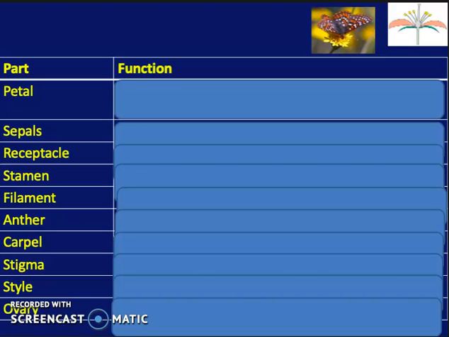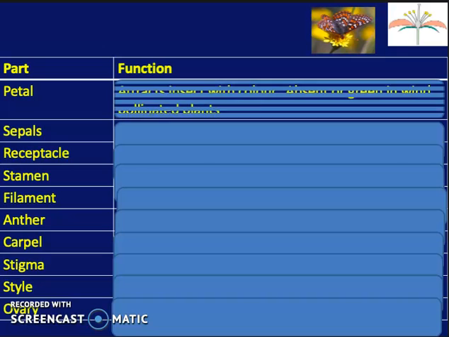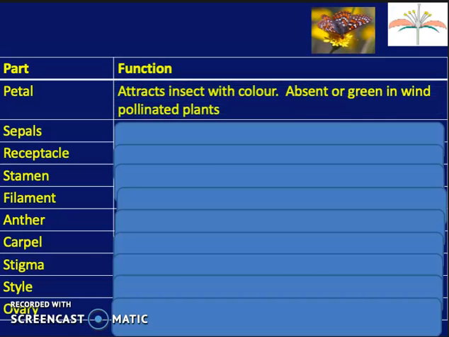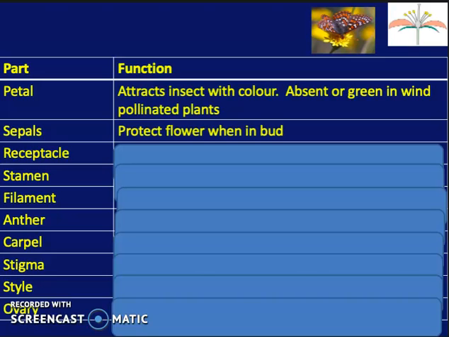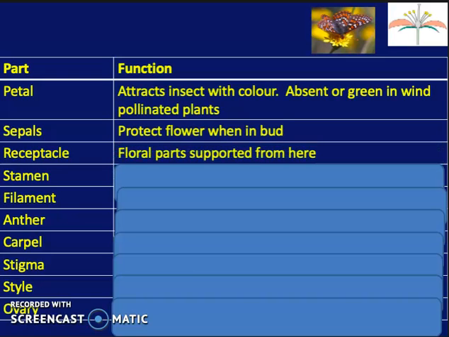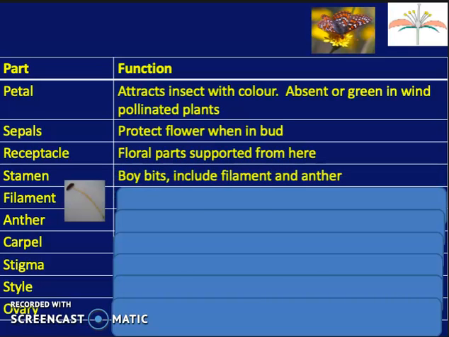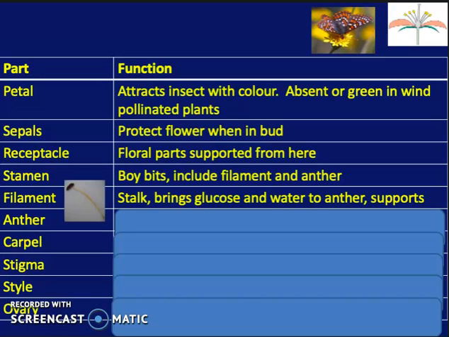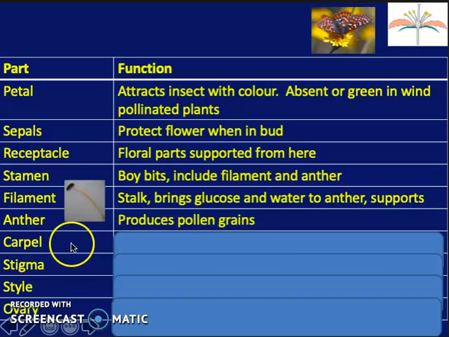In terms of the functions of these things, the petal, first and foremost, is brightly coloured, and the main reason is to attract insects, and as we've said, it's absent or green in wind pollinated plants. The sepals, that's the green leaves at the bottom of the flower, will protect your flower when it's in bud. Your receptacle supports your floral parts. Your stamen are the boy bits, so that includes the filament and the anther, and this little picture here is from a lily. If we were in class, I would have had a bunch of lilies hopefully blooming. The filament is essentially a stalk. Its role is to bring glucose and water to the anther because cells there are going to need energy, and it has a supporting role for your anther. The anther is the little bulby bit on top, and it produces pollen grains.